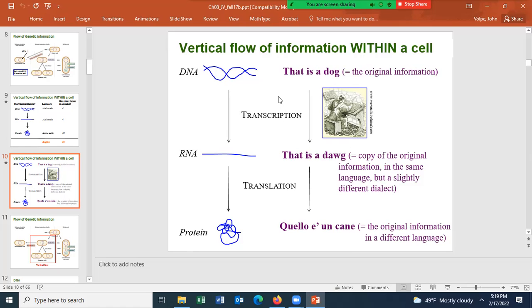So for DNA, you could say "that is a dog." In RNA, it would be similar, but with a different dialect: "that is a dog." And then the translation from RNA to protein would be something like "quello è un cane." The same information, but in a different language. Any question about any of that?